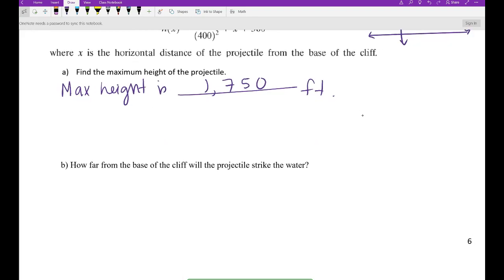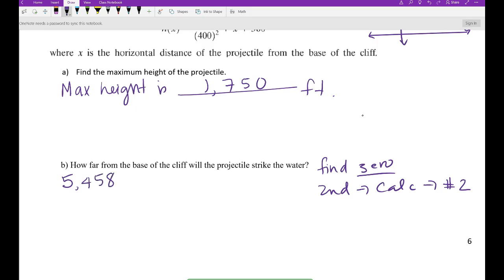Can I also solve D? What do you do on D? Calculate the 0. Find 0. Where is this thing called 0 on your calculator? Second calc, number 2. It says 0. All right, so it strikes water when? 5,458.04. One more time, Ben. 5,458.